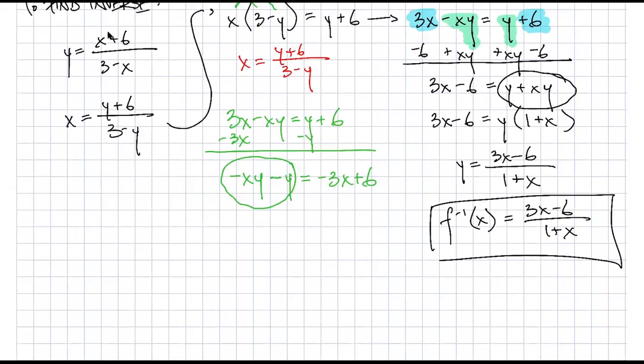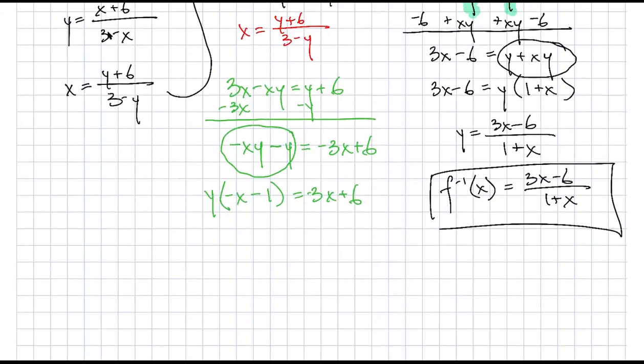Now, if we did the same thing with the one in the green, we could factor out the y, and we'd be left with negative x minus 1, which equals negative 3x plus 6. And then we could divide, and we would get y equals negative 3x plus 6 over negative x minus 1. These two are equivalent, all right? These answers are the same, and we can kind of see that because all the terms are the same, but they all have opposite signs.